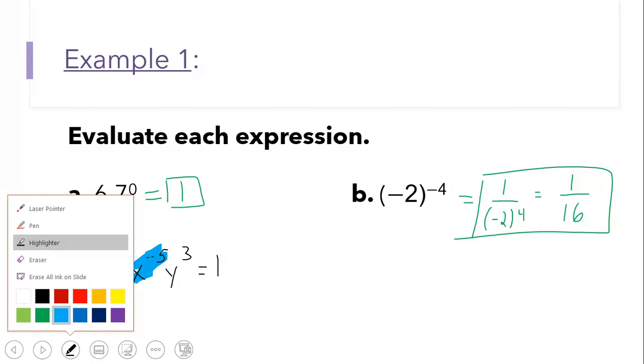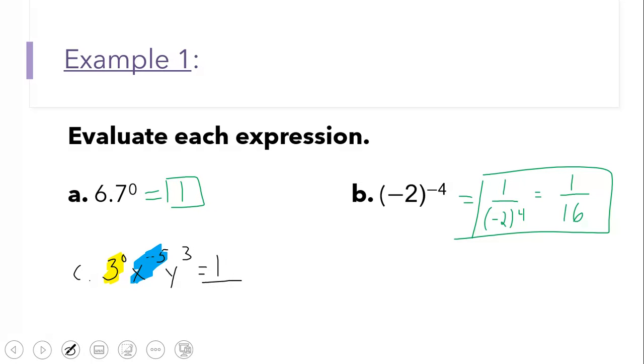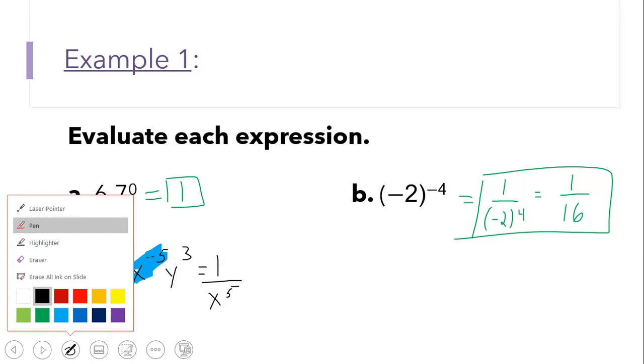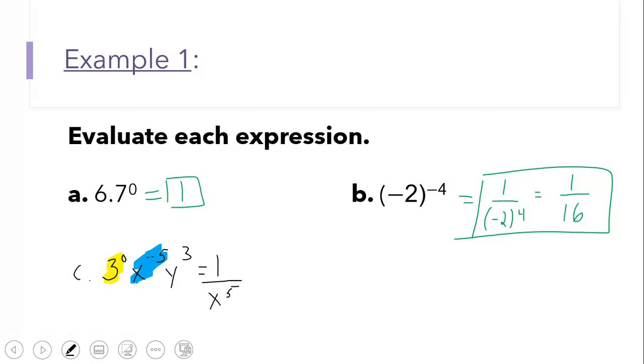Well, x to the negative fifth, I can't have a negative exponent, so I know I'm going to drop that down to the bottom. So that's going to be 1 over x to the fifth. And now let's do our last part. Y to the third, there's nothing to do with that, so that's going to stay up top where it originally was. So I'm going to have y to the third up top. Most simplified version would just be y cubed over x to the fifth.